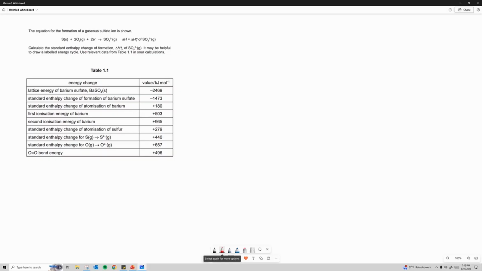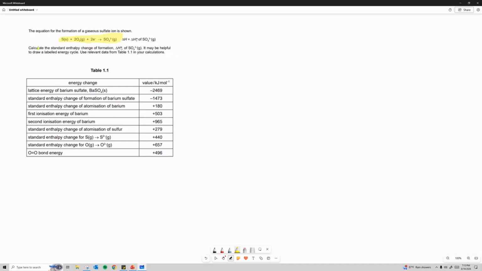First of all, I will read that the equation for the formation of the gaseous sulfate ion is shown, and they give me an equation. Right away, I will go in here and highlight that equation. Or, you don't have highlighters in the A-level exam, but underline. Why are you going to underline this? This is what you're looking for. At the end of the day, you're drawing a diagram in the hopes that at some point in the diagram, you'll have this particular equation.